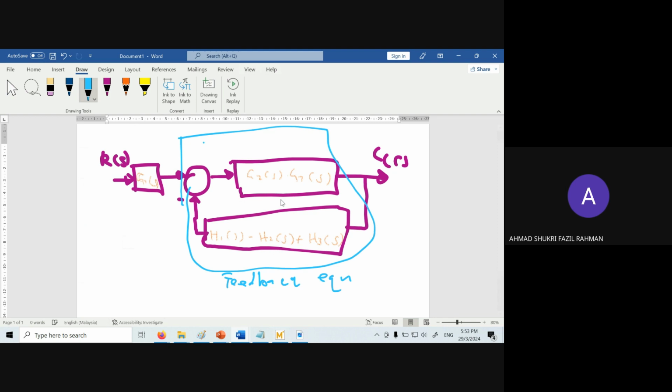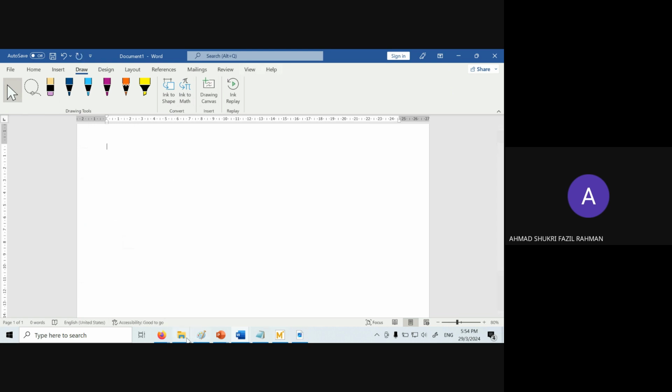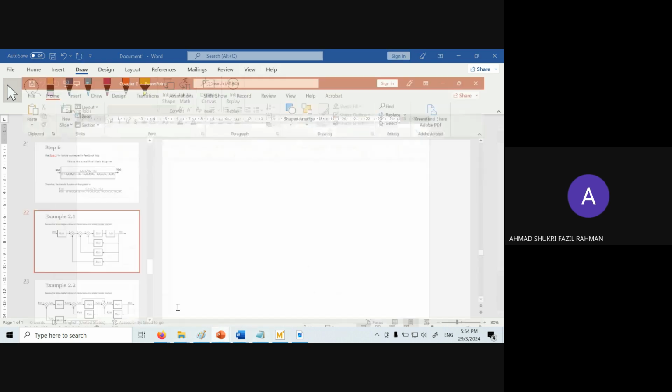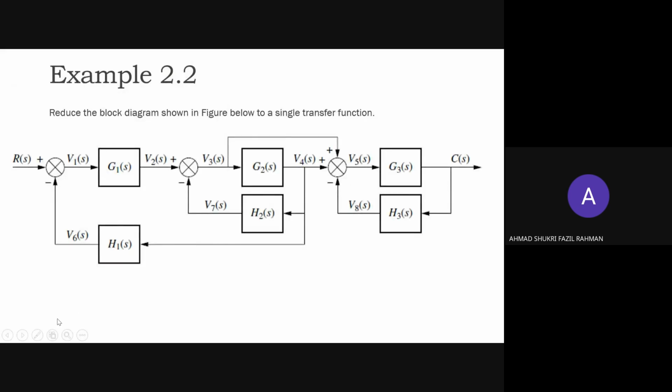And then once you have obtained this, you can start by solving for cascade between here and also here. Okay, so I think that one is already solved for example 2.1. And if you go to example 2.2, reduce the block diagram shown in the figure below to a single transfer function. Again, you can apply the method.